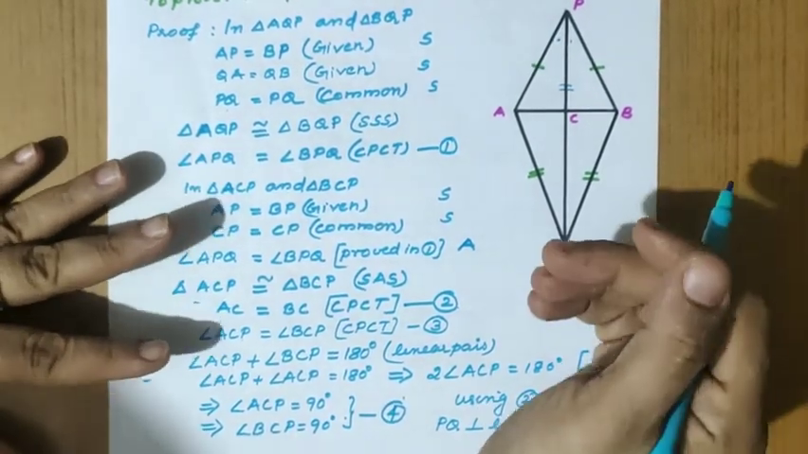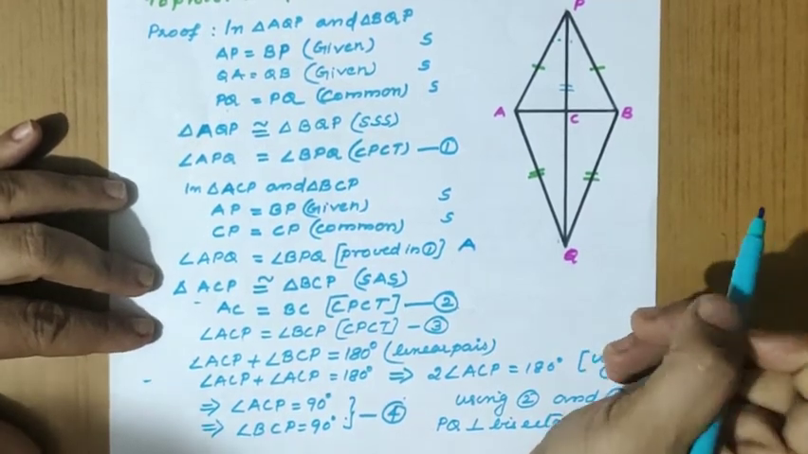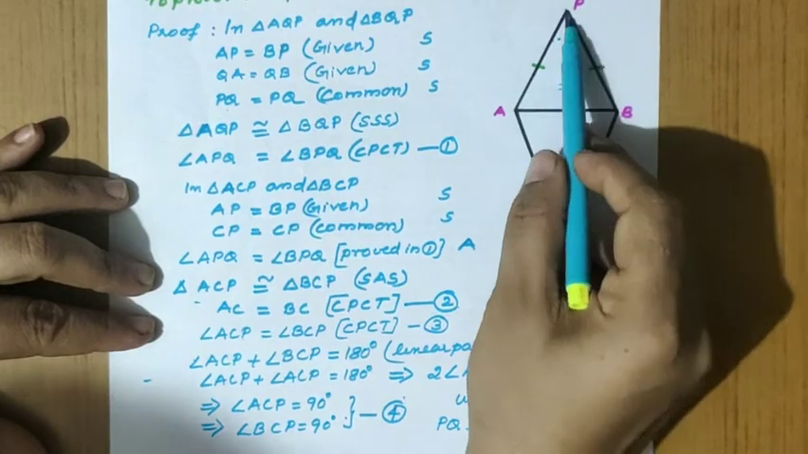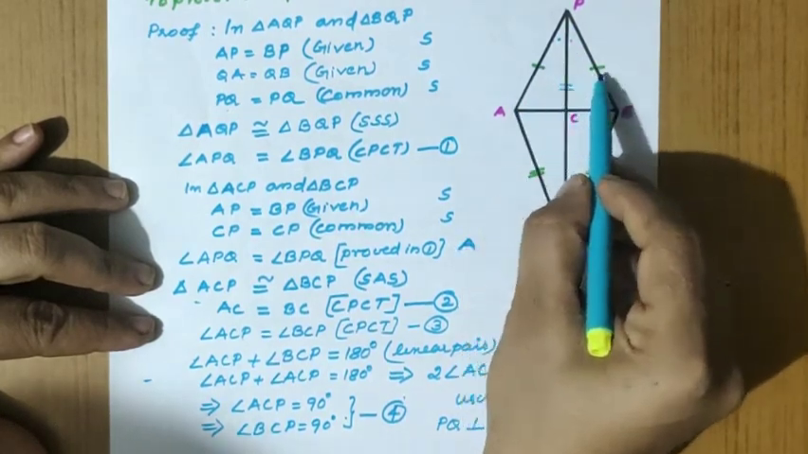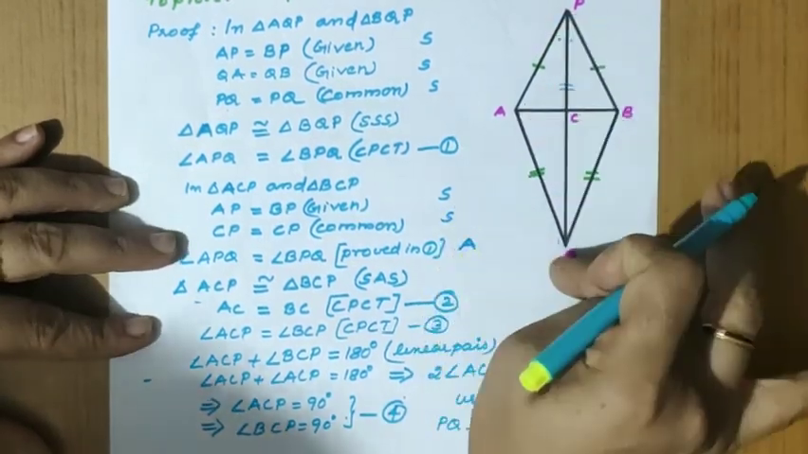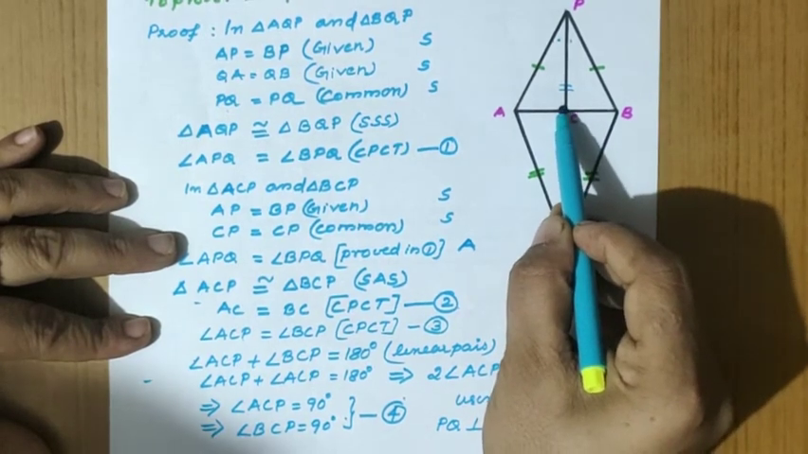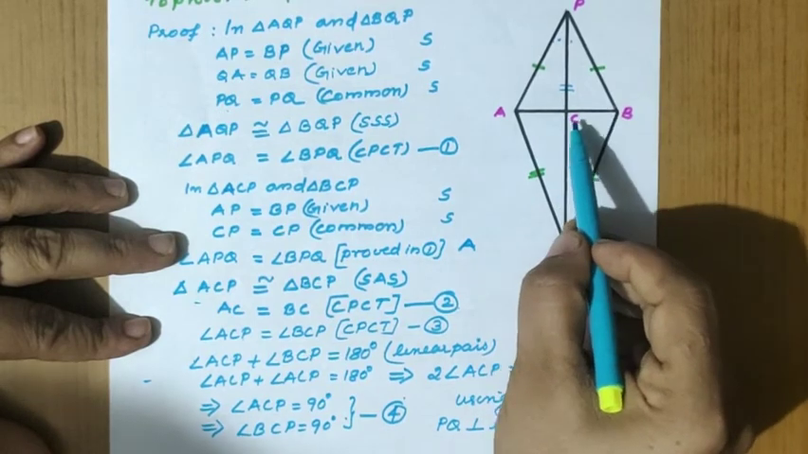So I think the question is very clear to you, but it's an important question, so I'll repeat once again. What is given? P and Q are equidistant from A and B. So we marked it with two equal sides, right? Now we have to prove that this PQ is the perpendicular bisector of AB. That means we should get angle C equal to 90, and also AC equal to BC.